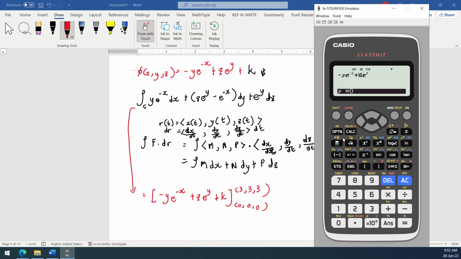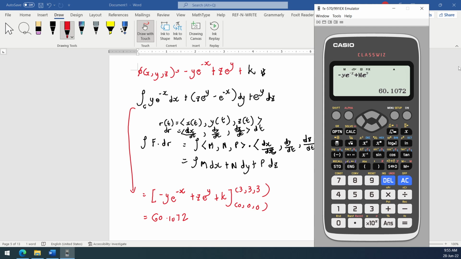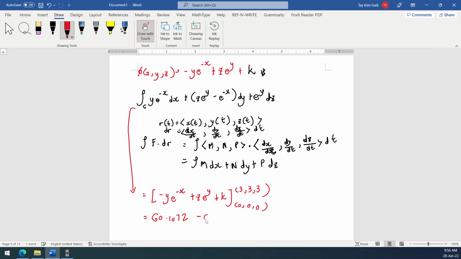Then I calculate the upper limit first, which is y is 3, x is 3, z is variable m, which is 3, so you get 60.1072. Then calculate again: now y is 0, x is 0, z is 0. I get 0. So the answer is 60.1072.